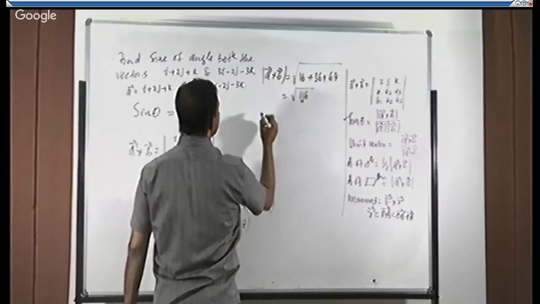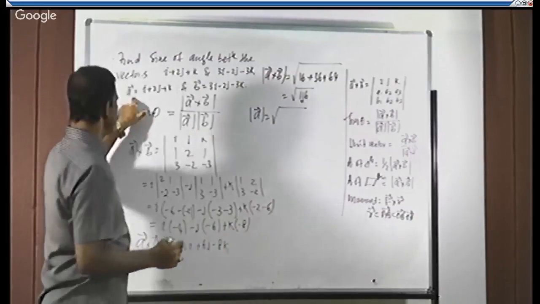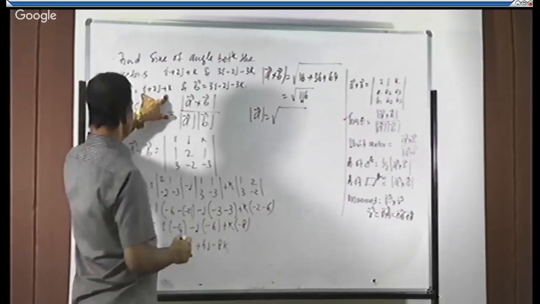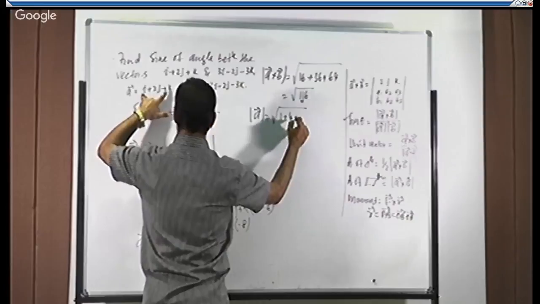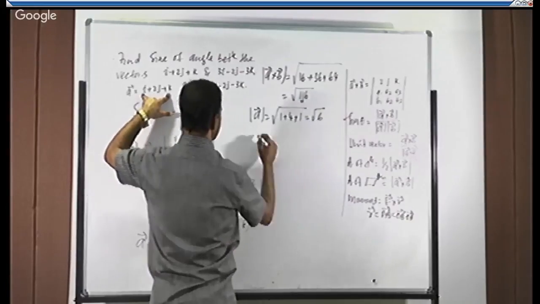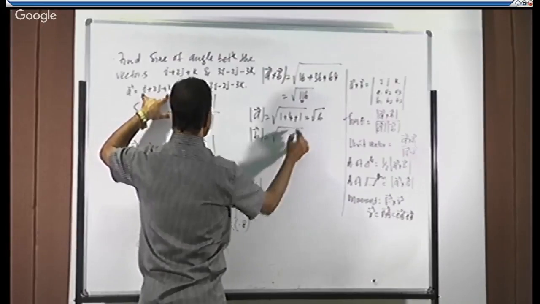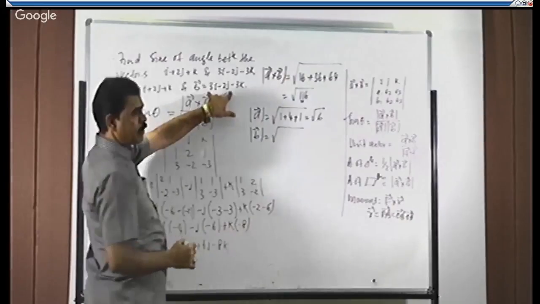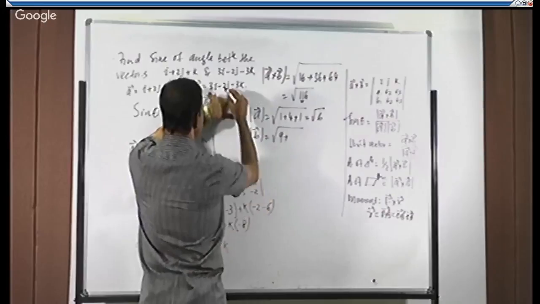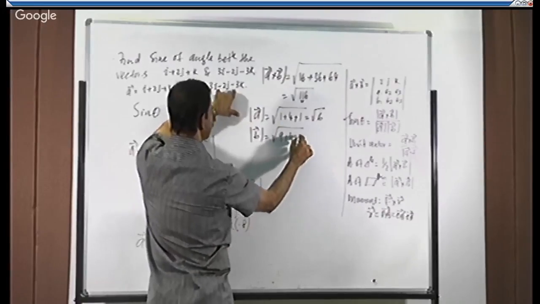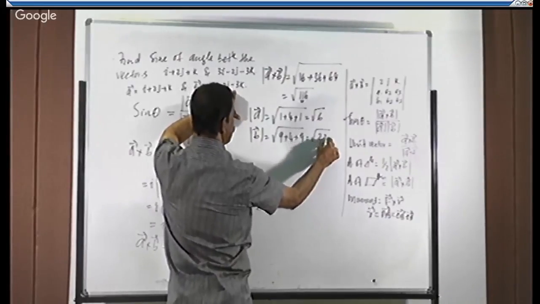Next, we need magnitude of A, which is vector A. Vector A is equal to i plus 2j plus k. Coefficients are what? 1 square is 1, plus 2 square is 4, plus 1 square is 1. That is equal to root 6. Magnitude of B, that is equal to root of, what is B? This is B, 3i minus 2j minus 3k. 3 square is what? 9, plus minus 2 square is 4, plus minus 3 square is 9. So 9 plus 9, 18, 18 plus 4, 22.